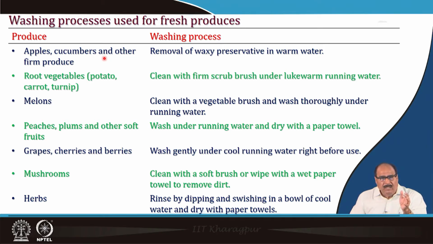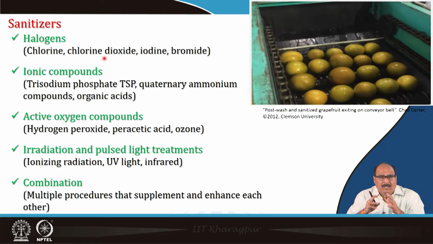So, these are some of the washing procedures for some common fruits and vegetables. Now, particularly in the case of vegetables, because of their proximity to the soil, as in roots, tubers etc., they might be associated with various contaminants, including microbial contaminants.